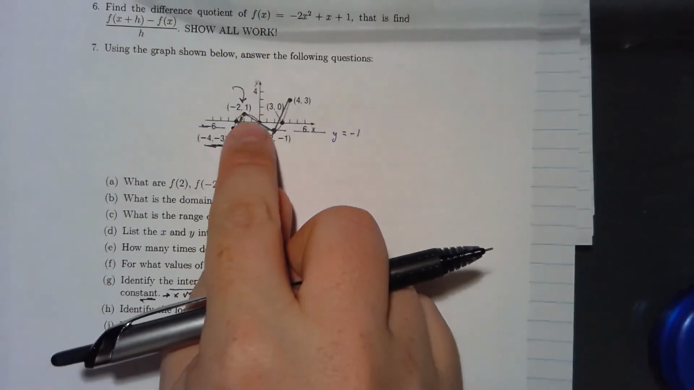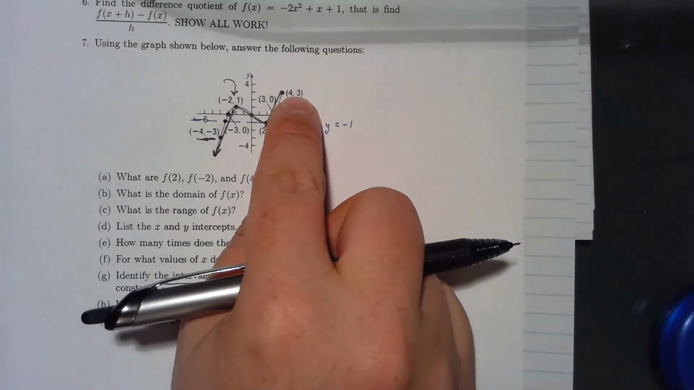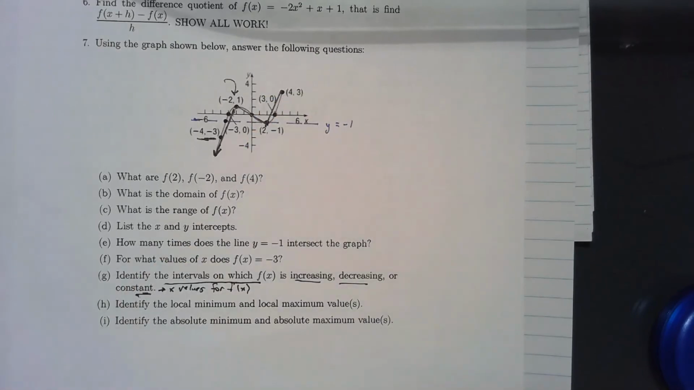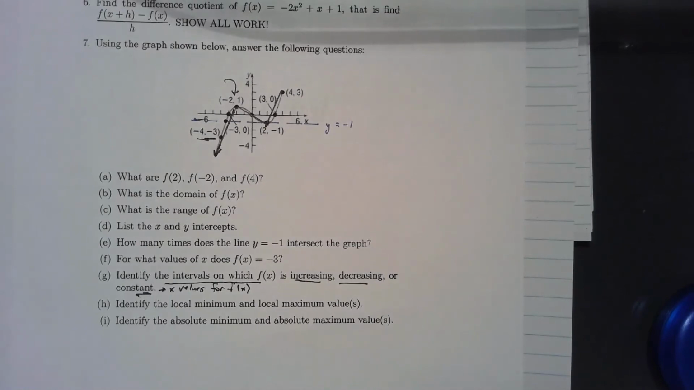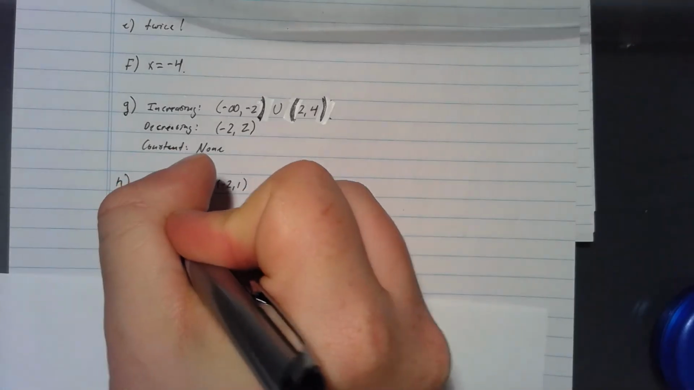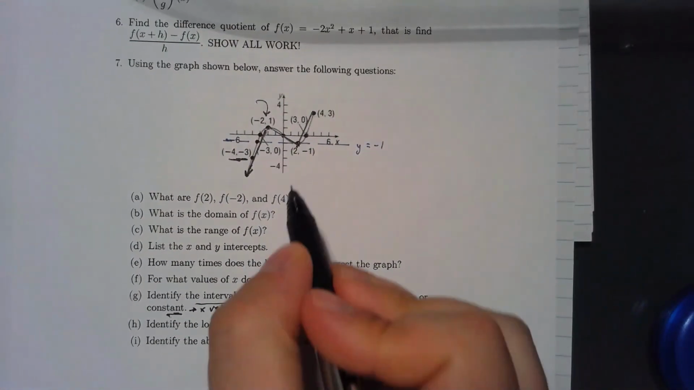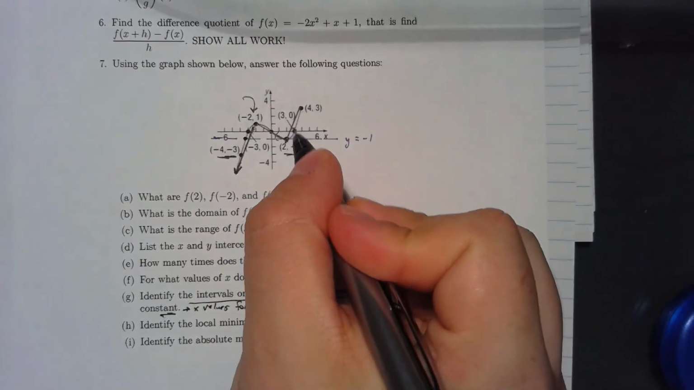That's the only local maximum. 4 comma negative 3 is not a local maximum because it's at the end. And remember, local extrema can only occur within the function, in the guts of the function. The endpoints are where absolute extrema occur. Local min is going to be 2 comma negative 1 because I can construct an interval around that.